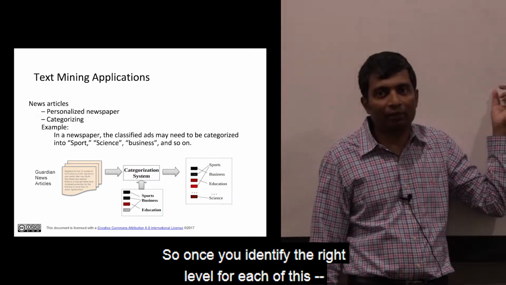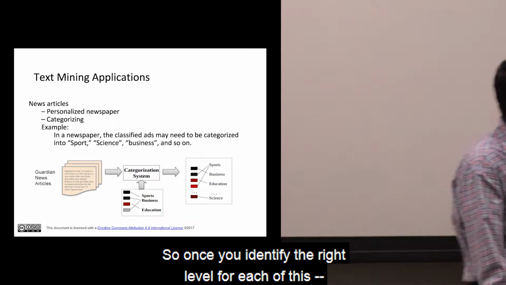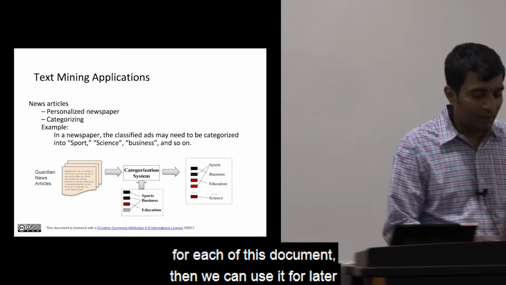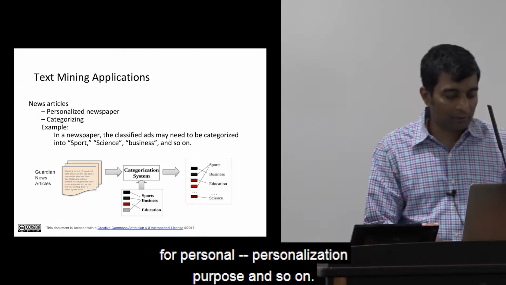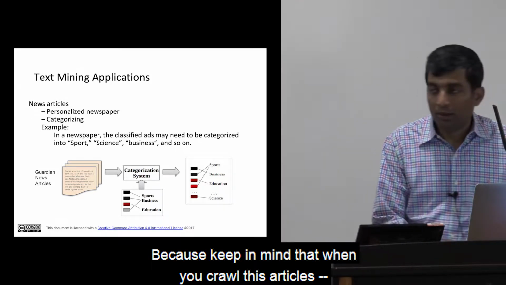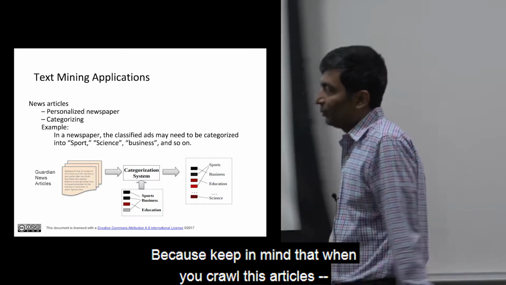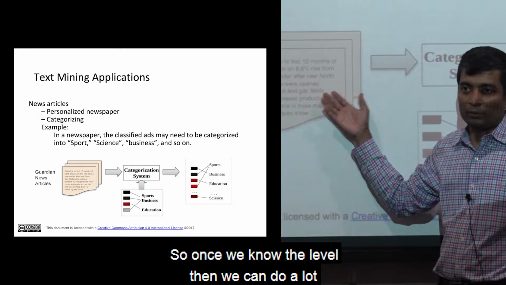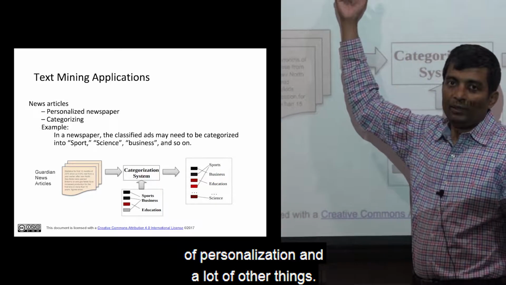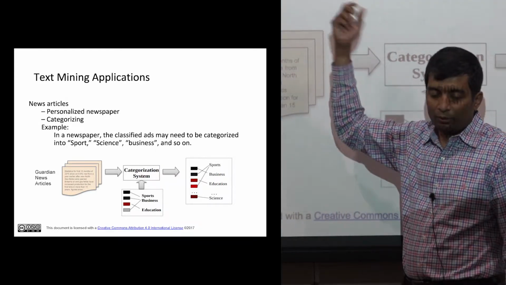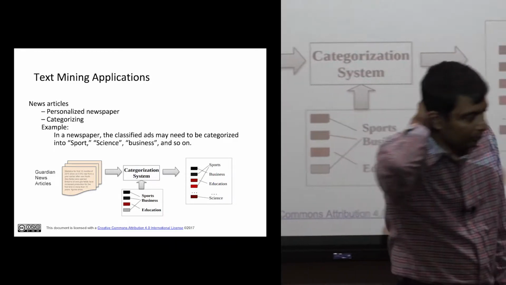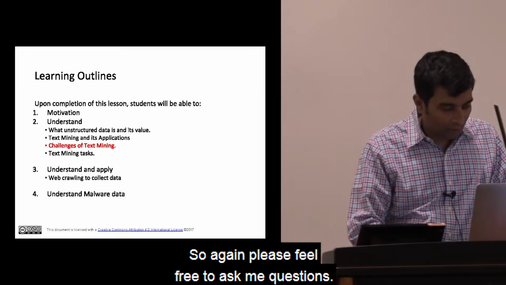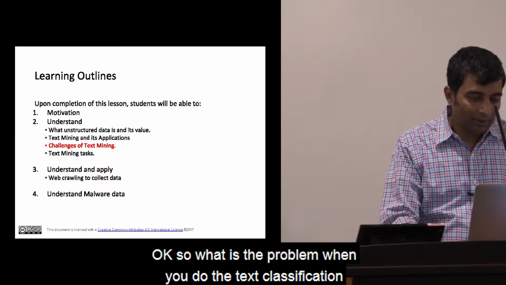So once you identify the right label for each of these documents, then we can use it later for personalization purposes and so on. Because keep in mind that when you crawl these articles, we don't know what the label will be. So once we know the label, then we can do a lot of personalization and a lot of other things. Again, please feel free to ask me questions if you have a problem.